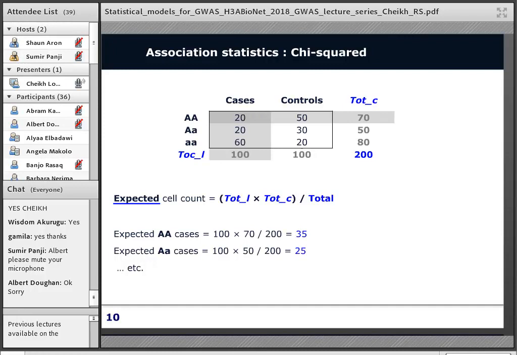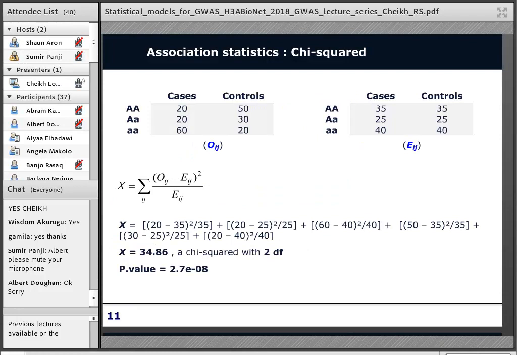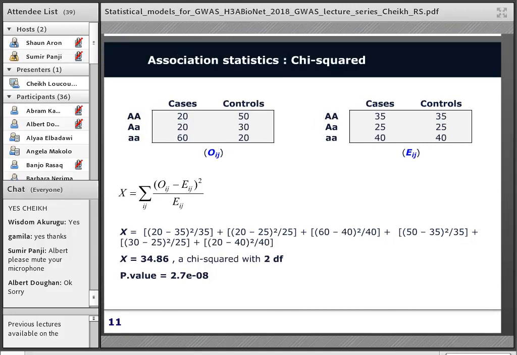And then here, for cases with genotype AA, the expected count will be 35, and here we observe 20. So we have a difference between the observed count and what is expected, which is 35, and so on. For the second cell, we also have 25 expected instead of 20. And then you compute the expected count for all cells, presented in the table on the right.